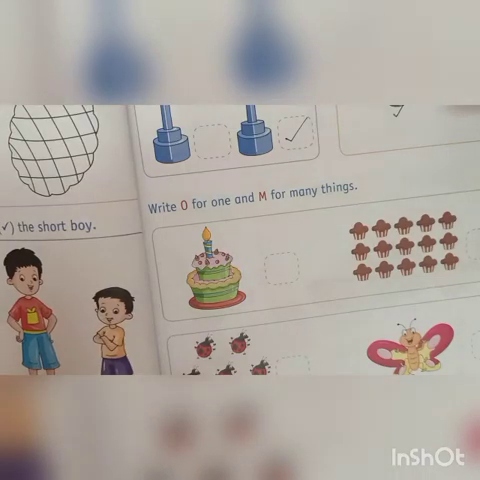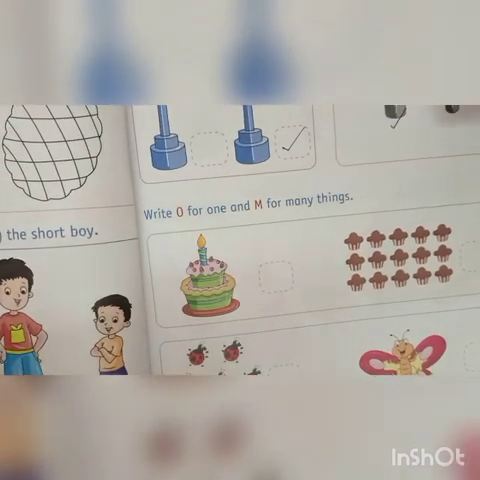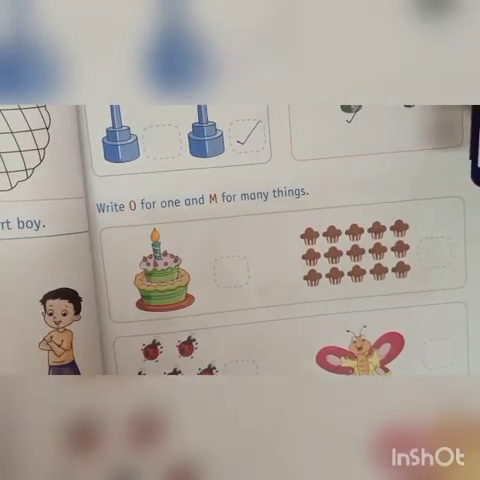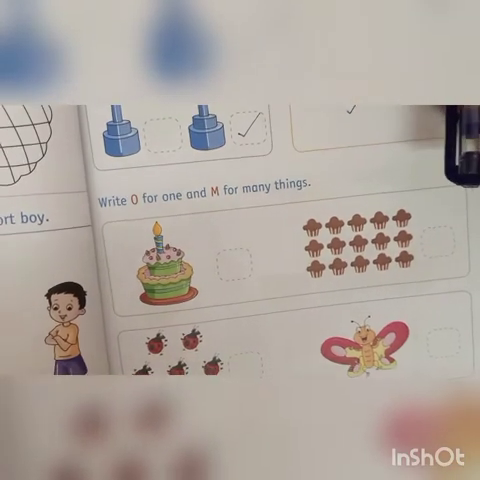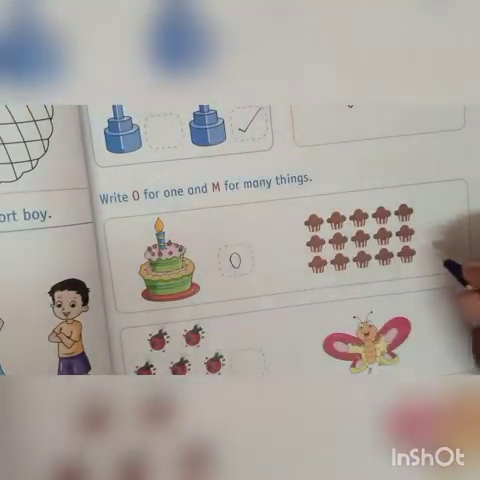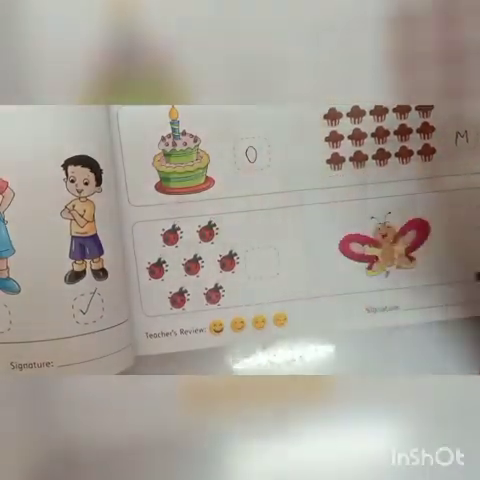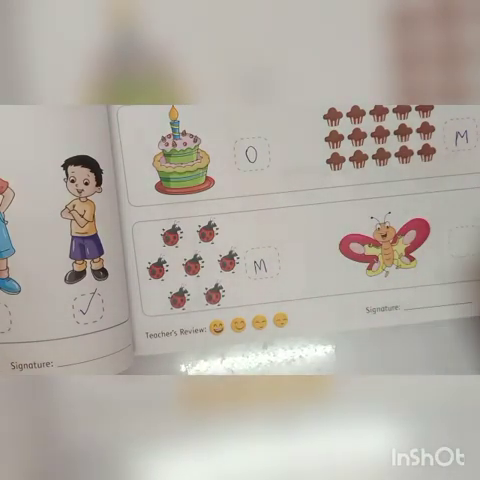Now write O for 1 and M for many things. A single thing, you have to write ONE, so its first letter O. And what is a lot, we will write the first letter of many, that is M. Okay. So this is only 1. So write O. These are many. So write M. So here there is a red bug. Those are many. So write M. There is a butterfly. There is only 1. So write O.